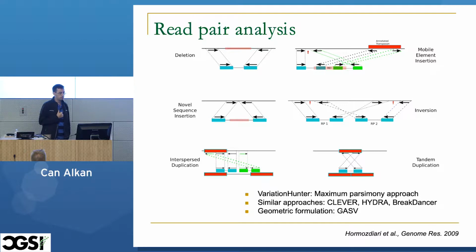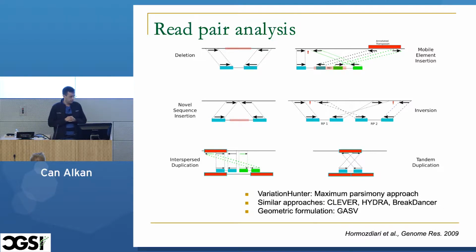The top right is for mobile element insertion. So for example, that pink bar is a new insertion of a mobile element, and read pairs are coming from left and right of it. The ones that are coming from outside the mobile element are going to map close to each other in the reference, and their mates that are coming from inside are going to map somewhere else in the reference genome, which is going to be a representative of that mobile element type. Again, you can come up with inversion, translocation, and novel sequence insertion formulations.